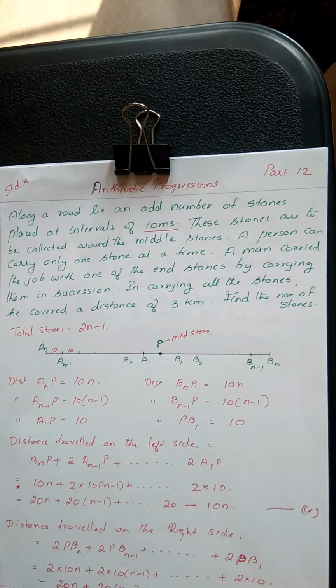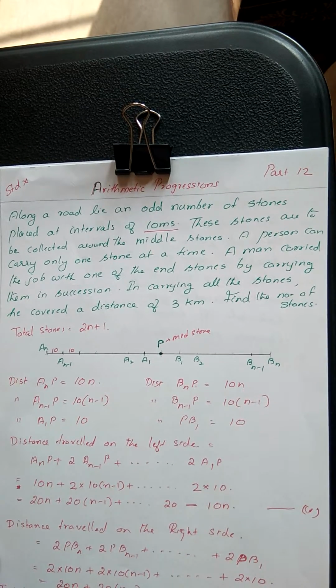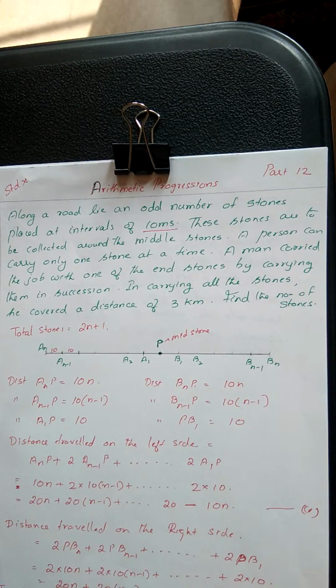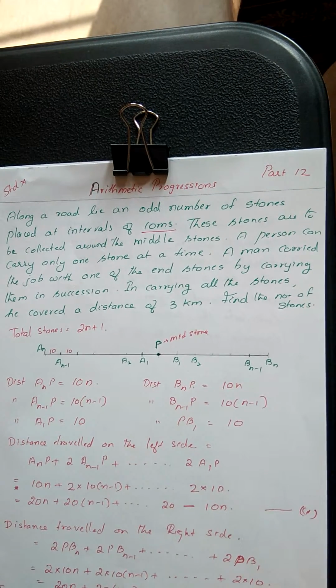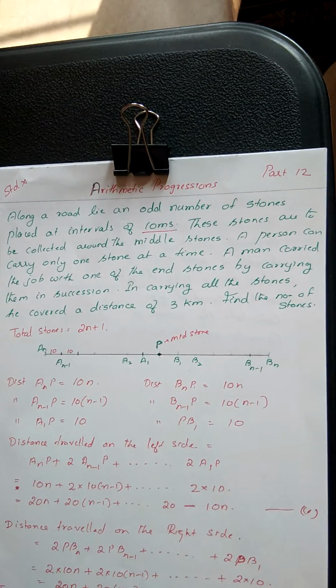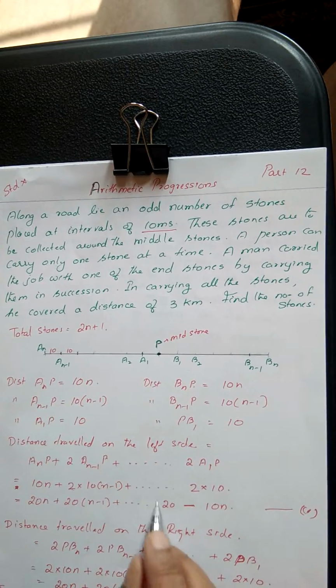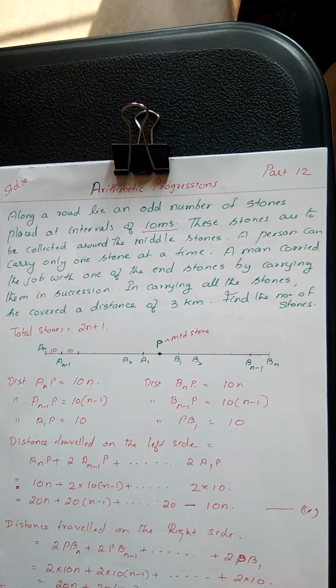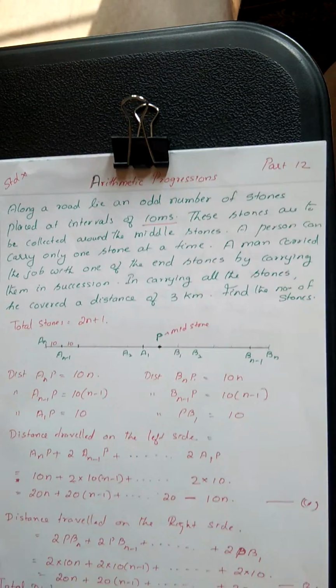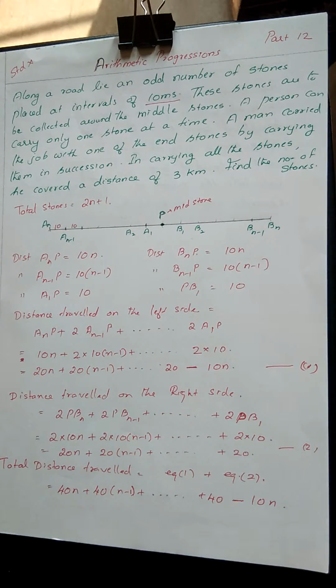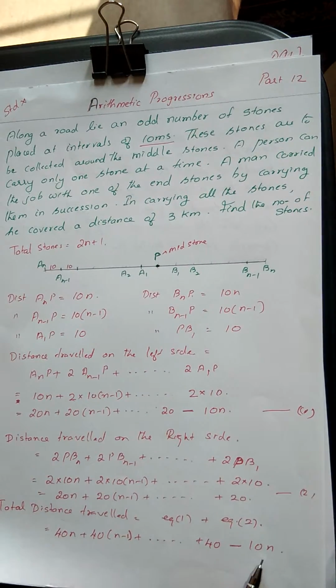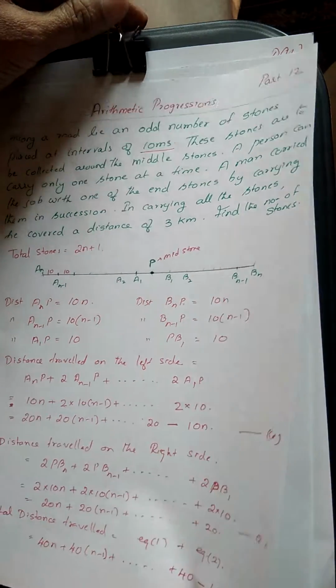Total distance travelled will be equal to equation 1 plus equation 2. So that will be 20 plus 20 into 40n, plus 40n minus 1, plus etc., plus 20 plus 20 into 40 and then 1, this is left, minus 10n. So the total distance will be this. Now we will do the calculations.